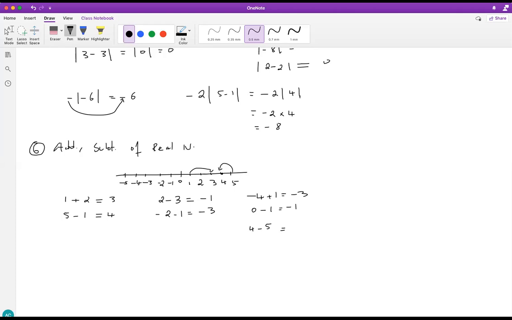So we start from 4 and you go to the left 5 times: 1, 2, 3, 4, 5. You get negative 1. And basically, these rules will apply to any number, even larger numbers. We're going to see in a moment how to use the rule. We're going to generate the rule based on this and use it.